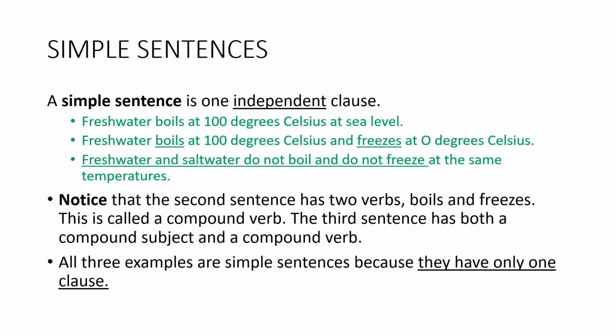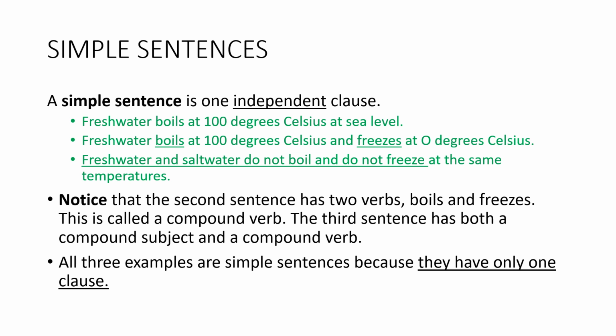Simple sentences. A simple sentence is one independent clause, so only one. Let's look at the examples. Fresh water boils at 100 degrees Celsius at sea level. Number 2, fresh water boils at 100 degrees Celsius and freezes at 0 degrees Celsius. Fresh water and salt water do not boil and do not freeze at the same temperatures.